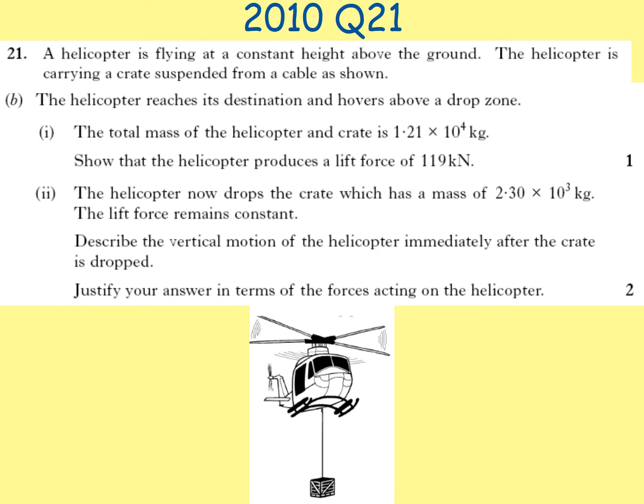A helicopter is flying at a constant height above the ground. The helicopter is carrying a crate suspended from a cable as shown. The helicopter reaches its destination and hovers above a drop zone. The total mass of the helicopter and crate is 1.21 times 10 to the 4 kilograms. We want to show that the helicopter produces a lift force of 119 kilonewtons.